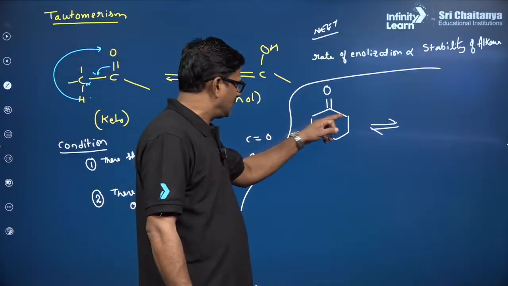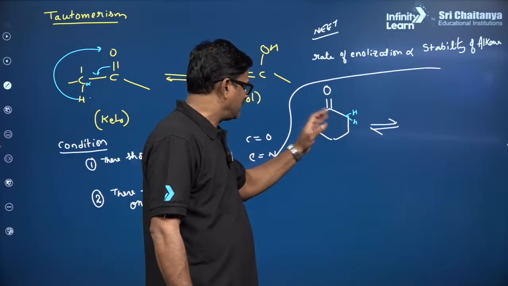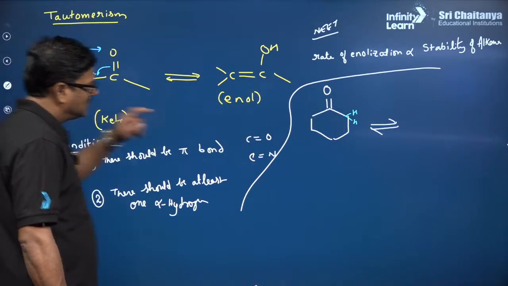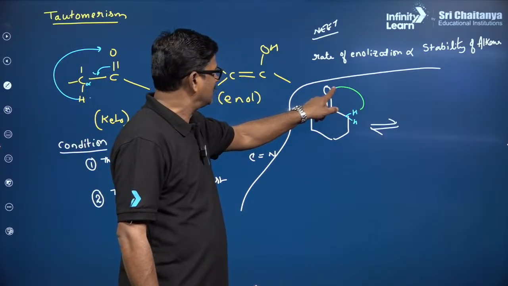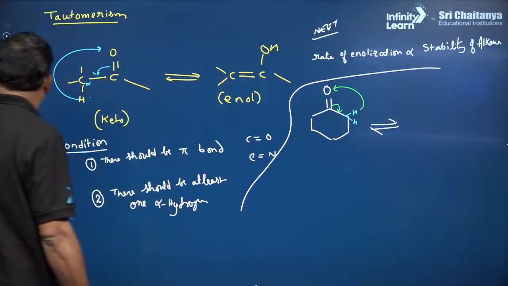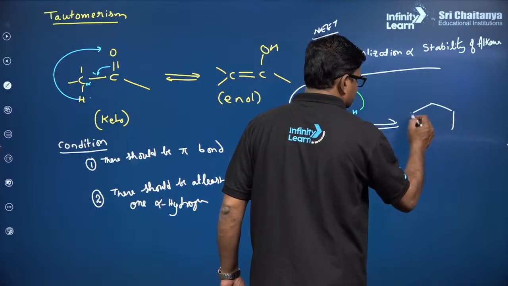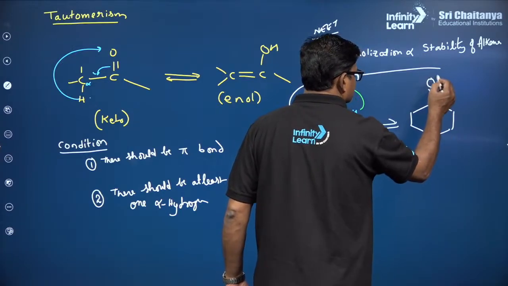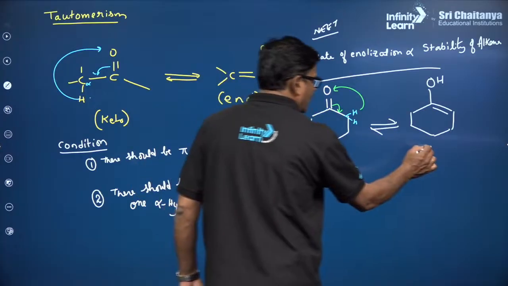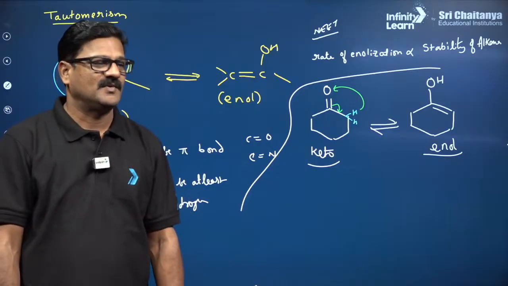This is C double bond O, this is CH, so this is called alpha hydrogen. We can take on this side also. When you take this, hydrogen is shifted from here to here and the pi bond is shifted. That's it. It is going to be the enol. So this was a keto form and this is an enol form. Okay, keto enol tautomerism. Clear?